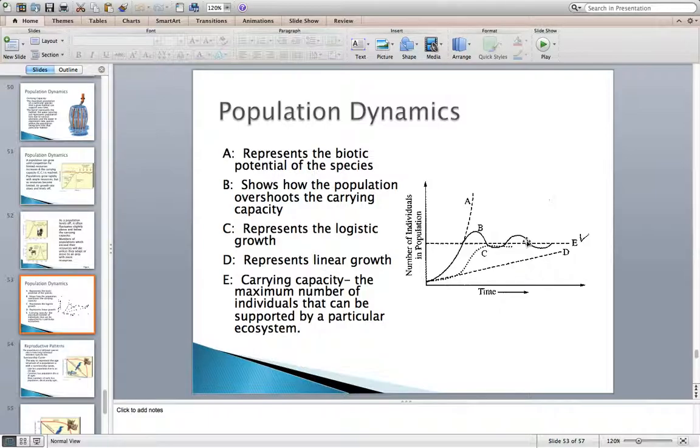And you may have to be able to identify these different lines and state what they are. So be familiar with biotic potential, overshoot, logistic growth, linear growth, and the carrying capacity line.